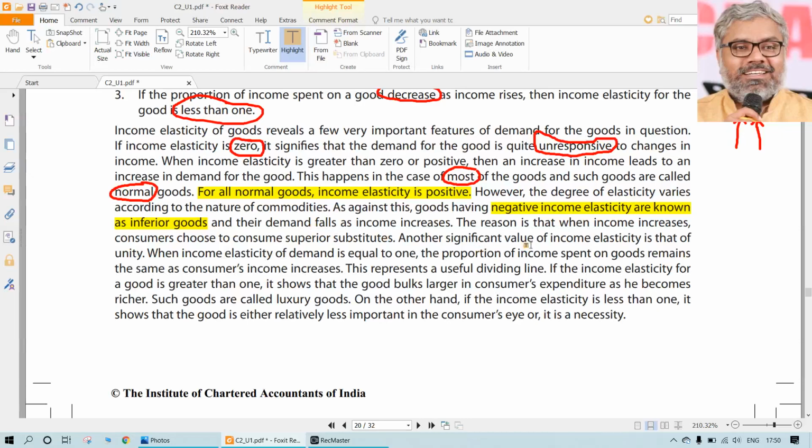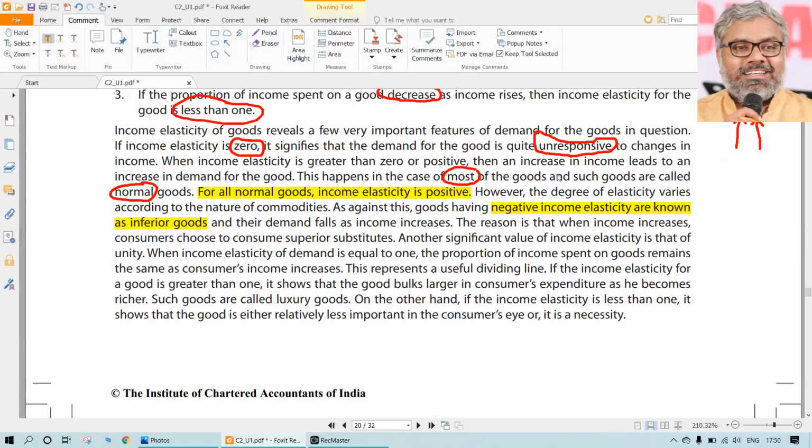This is a special situation. We can call this an exception. Normally, the demand and income of the people are directly related to each other. In the case of inferior goods, it is an exception. So if the income of the persons increases, what happens to the demand for inferior goods? That decreases, because the people have more income now. They will shift away from inferior goods consumption to something else.